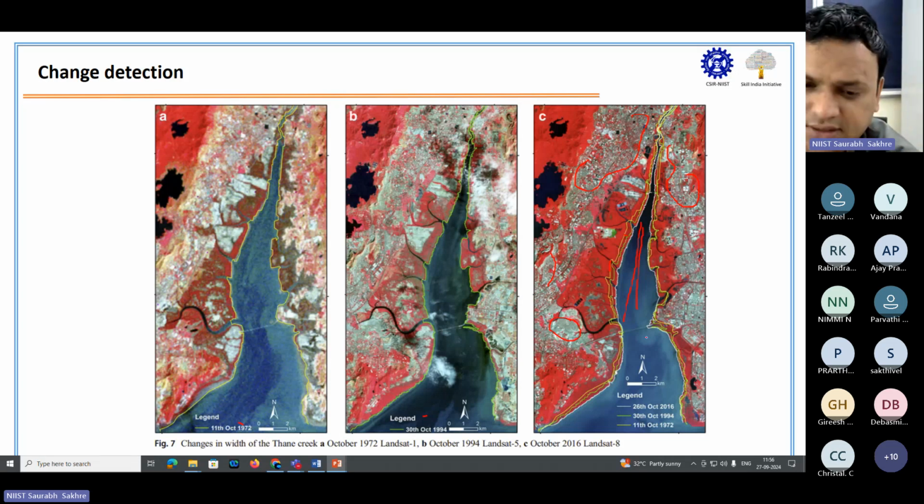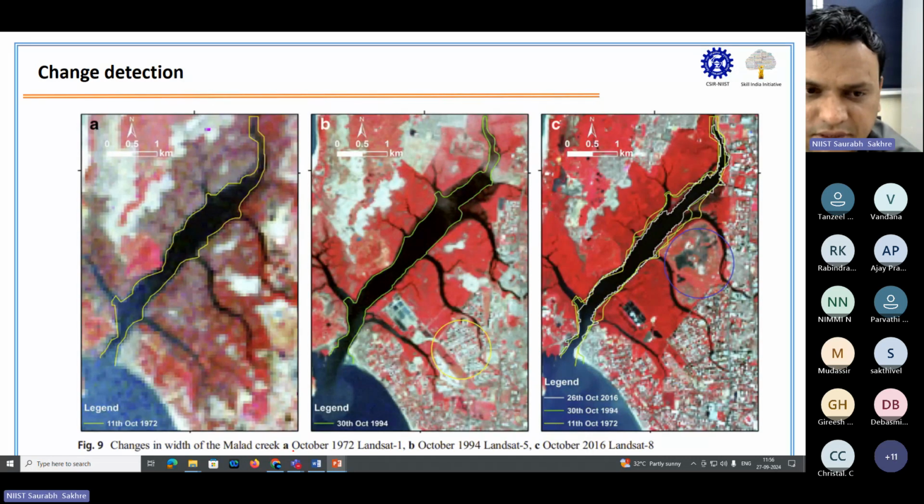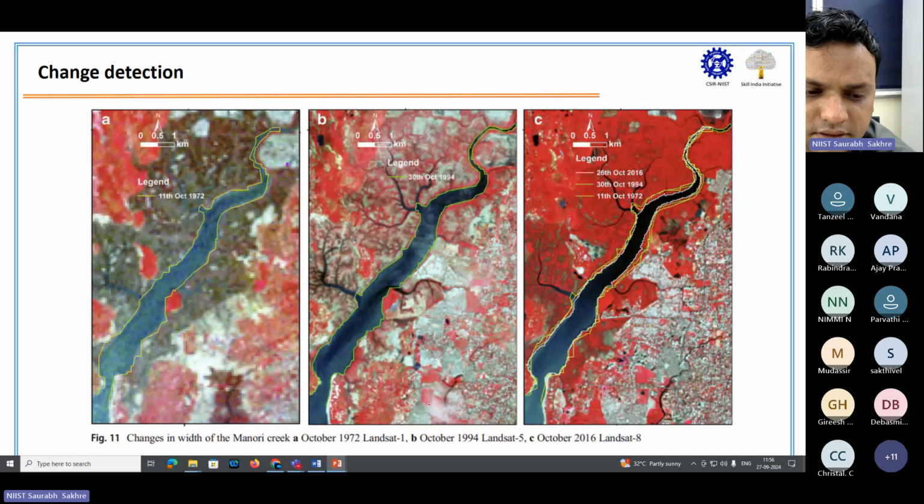Now you know that we have created these three things. This is for Thane Creek. Similarly, we have created for Malar Creek also. You can see the three lines. And similarly, we have created for the Manori Creek also, these three lines.